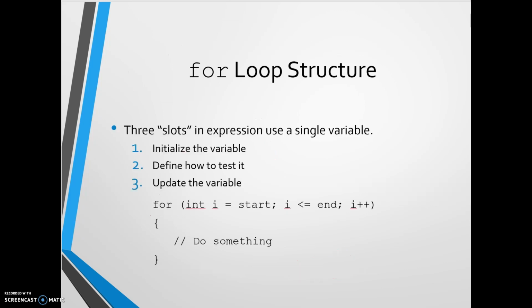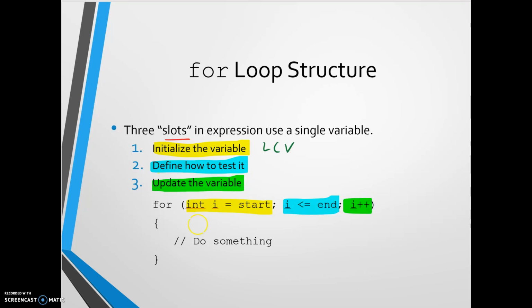The for loop structure is going to have 3 slots. The first slot is where we initialize our variable. This is our loop control variable, which helps determine when the loop should be executed. Next, we define how to test this variable. So we check to see if i is, in this case, less than or equal to end. And then if we haven't reached our condition at the end of our loop, then we update our variable.